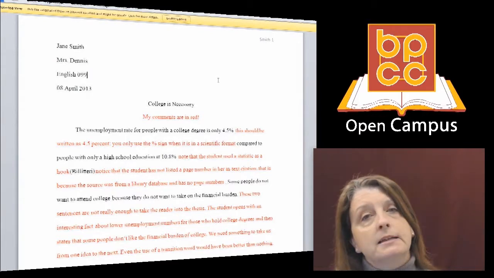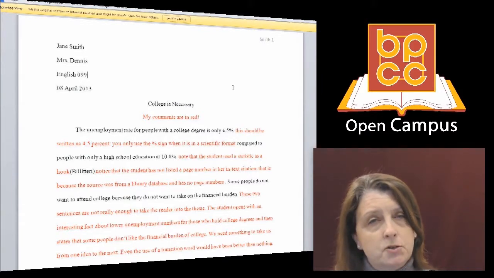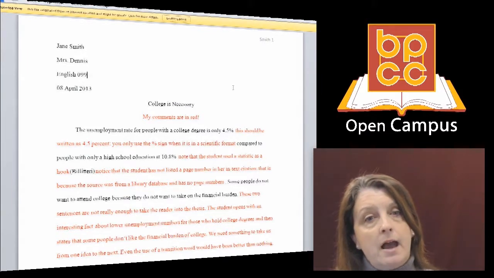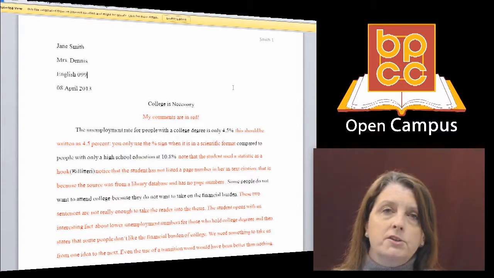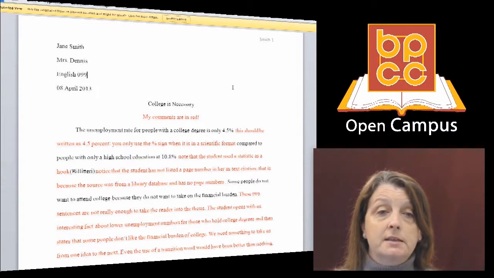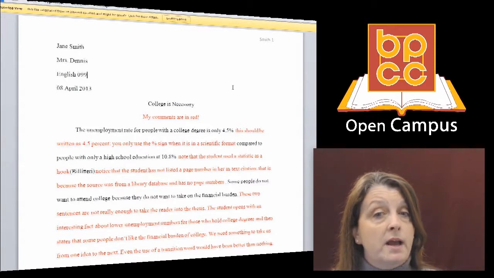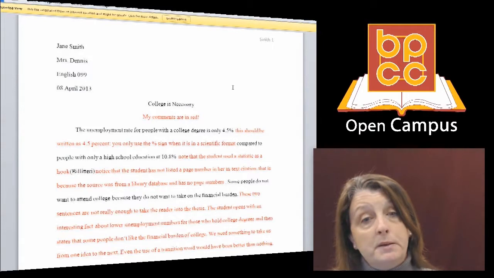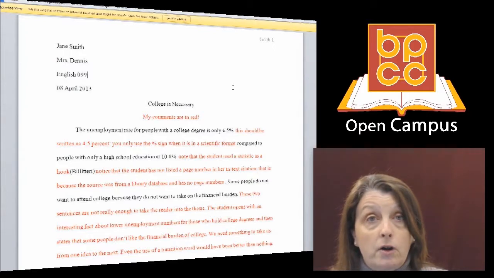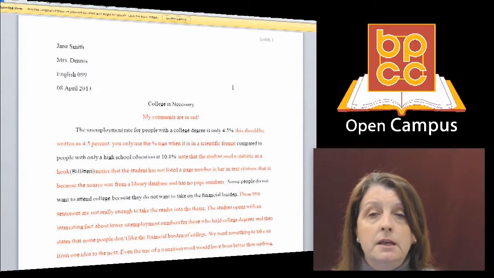Okay, so let's take a listen to these two sentences with at least a transition word in there and see how it sounds. The unemployment rate for people with a college degree is only 4.5%, compared to people with only a high school education at 10.8%. However, some people do not want to attend college because they do not want to take on the financial burden. That's better, but is it enough? Is it really enough?